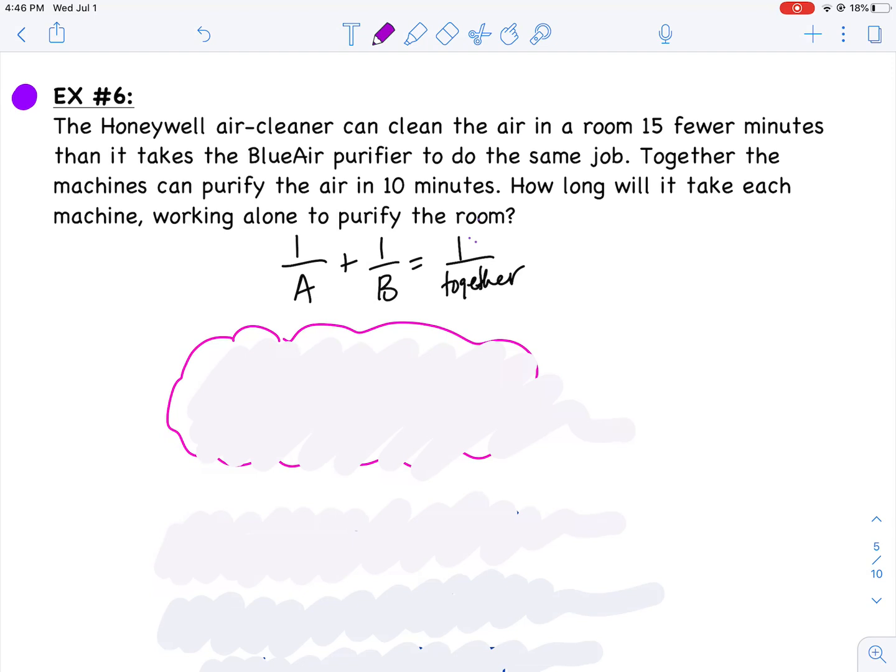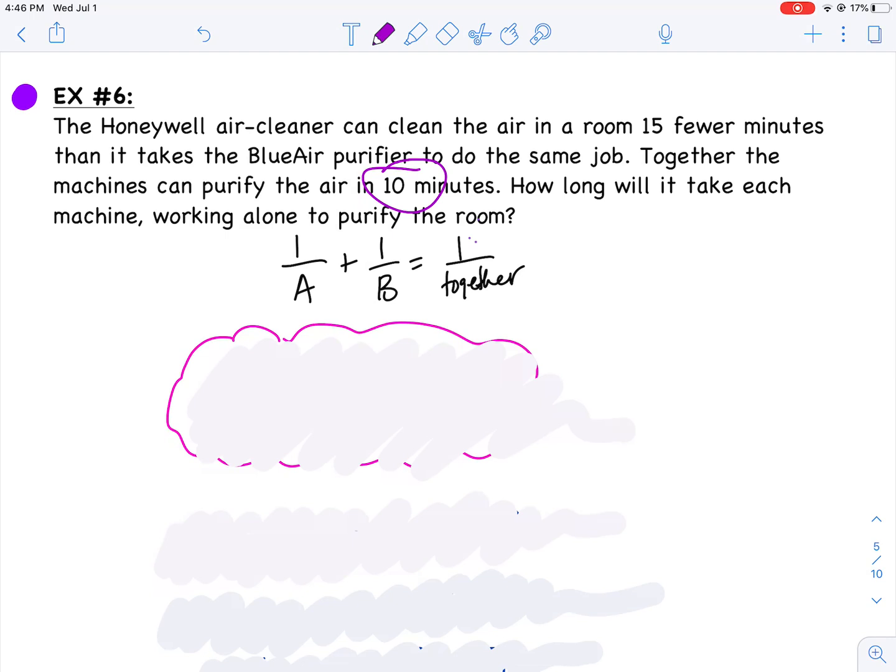So this is another work problem where we have two different machines that can do the job alone, or working together, we can figure out how long it takes them to do the job together. Well, in this problem, we actually know how long it takes them to do it together. We want to figure out how long it takes each of the machines by themselves. So we have to kind of use this idea backwards.